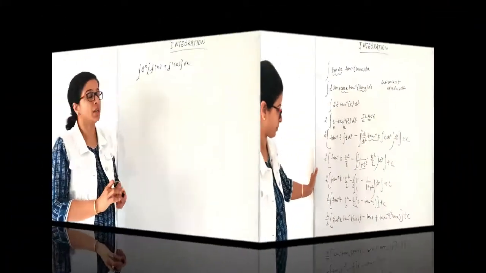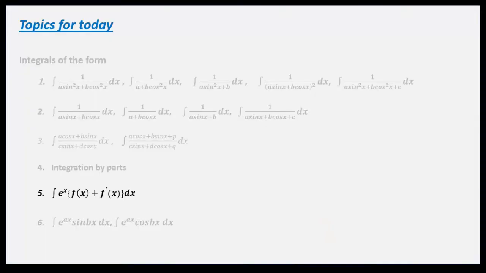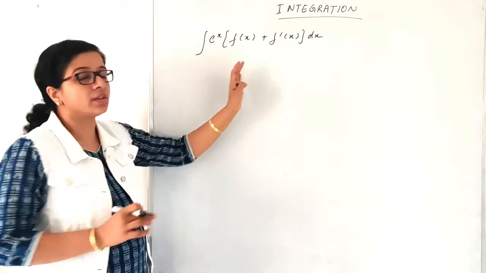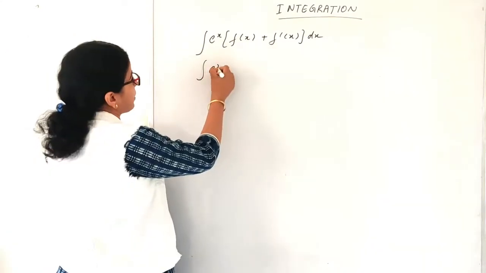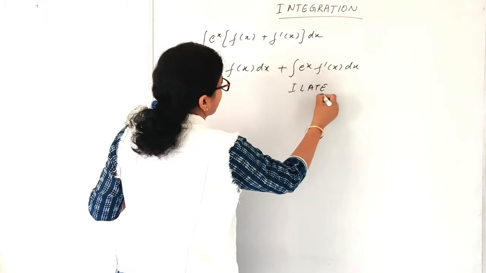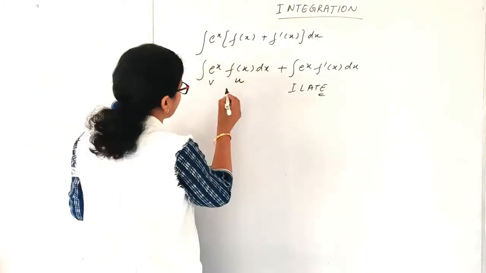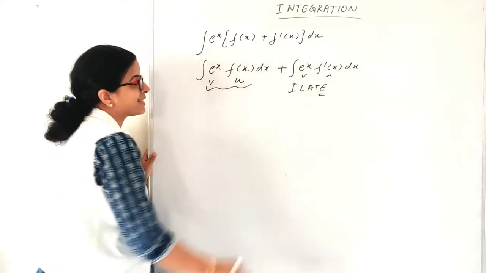Is that clear? So now let us check integrals of this kind: e to the x times (f(x) plus f dash x) dx. How are we going to solve these types of integrals? Generally these types of questions come in your competitive exams. So pay attention here. We will separate the integrals. According to Euler's rule (ILATE), the exponential will be your v and this will be your u, right? So look here, here also it will be v and this will be your u. We will solve this first integrand.